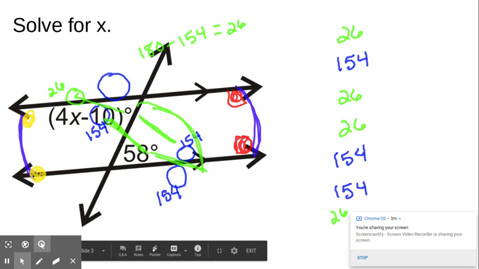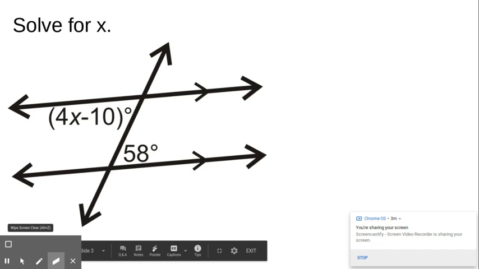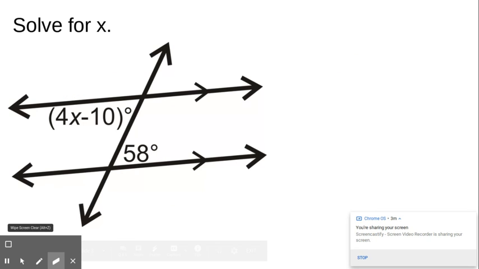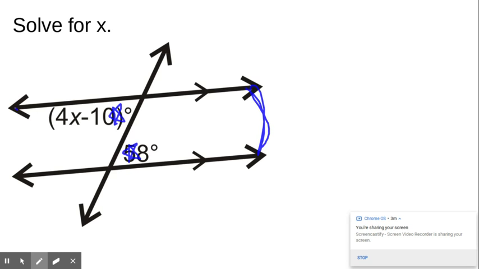All right, now they're going to get really fancy on us here because now they throw an expression at us and we have to use the angle relationships in order to set up an equation and solve for x. So what kind of angles do I have here with this angle and this angle? Well, hopefully you can see, here's my car. You can see these 2 angles are on the outside. Both of them are on opposite sides of the transversal. 4x minus 10 is on the left side of the transversal. 58 is on the right side of the transversal. So these are alternate exterior angles.